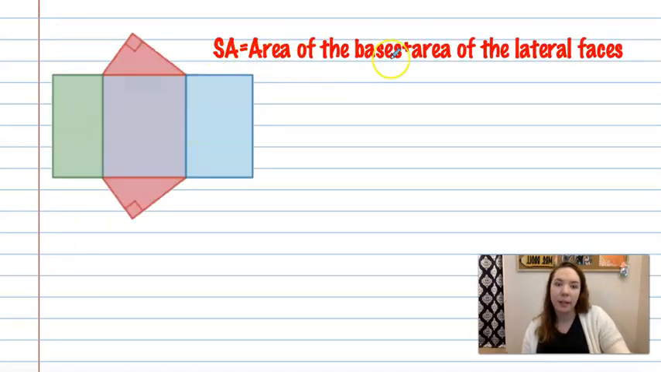Surface area is area of the bases plus area of the lateral faces. So again, this one is a net of a triangular prism.